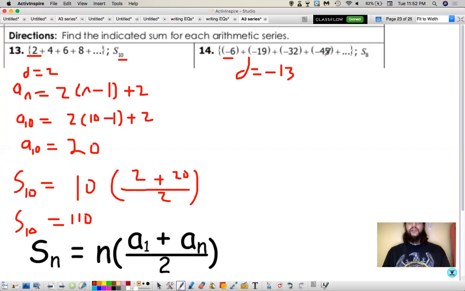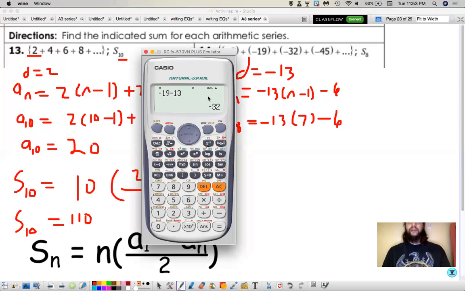1, 2, 3, 4. So you could actually just write out the next few terms if you'd rather, or just write out the formula. AN is equal to -13 times n minus 1, minus 6. So A8 is -13 times 7 minus 6. Type in the calculator. So -97.